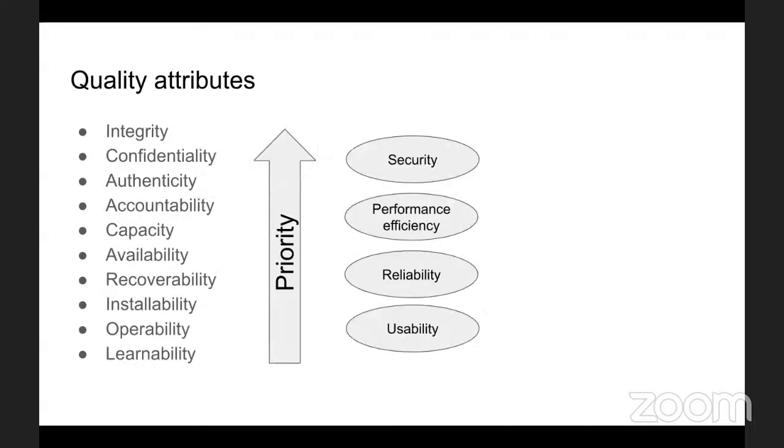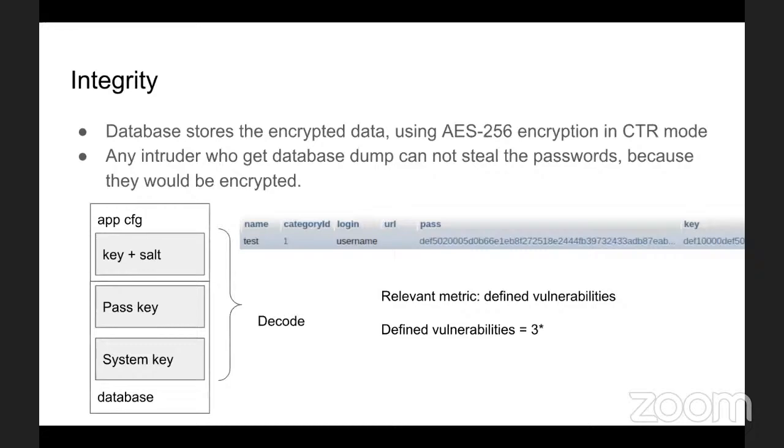Next slide, please. So we use the quality model ISO 25010 and select the most appropriate quality attributes, and prioritize them according to the customer needs and our expertise. So let's go further. The first one is integrity.